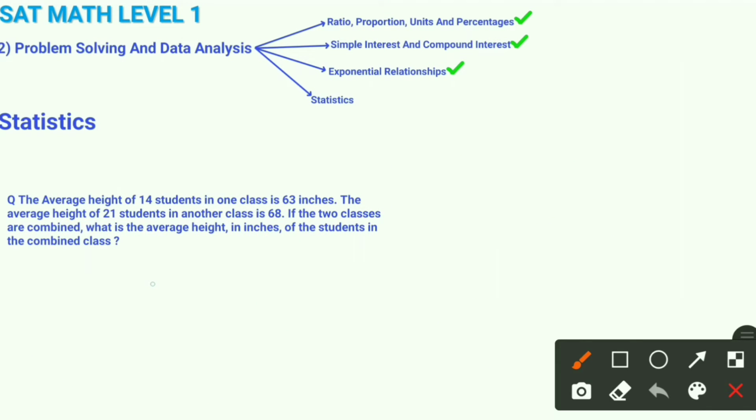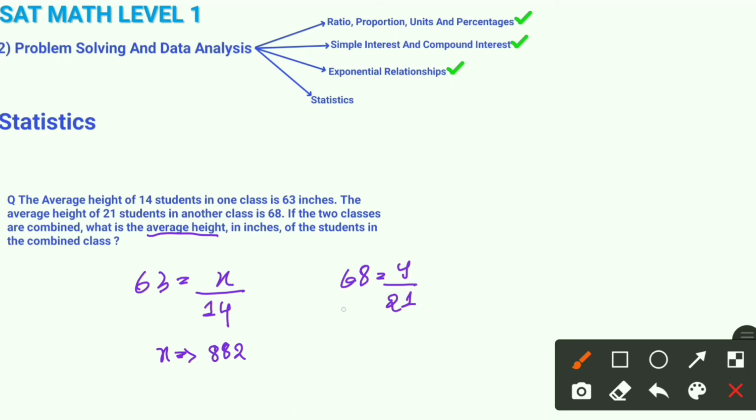Question. The average height of 14 students in one class is 63 inches. The average height of 21 students in another class is 68. Okay, if the two classes are combined, what is the average height in inches of the students in the combined class? So the average height of 14 students in one class is 63 inches. 63 times 14. And the average height of 21 students in another class is 68 times 21. Okay, if you multiply it, using a calculator, we get 892.